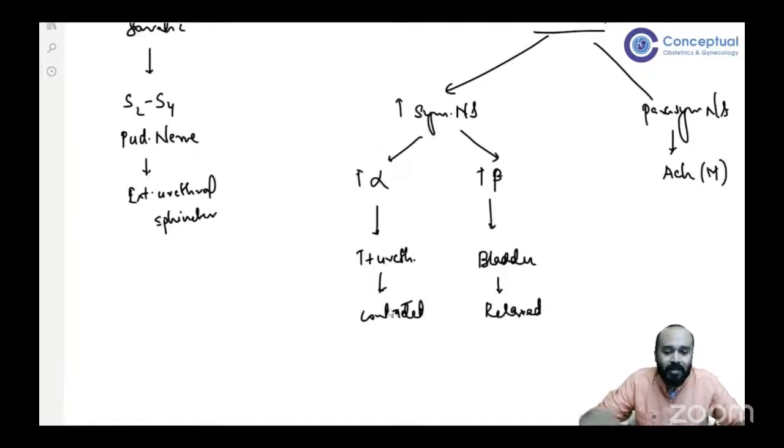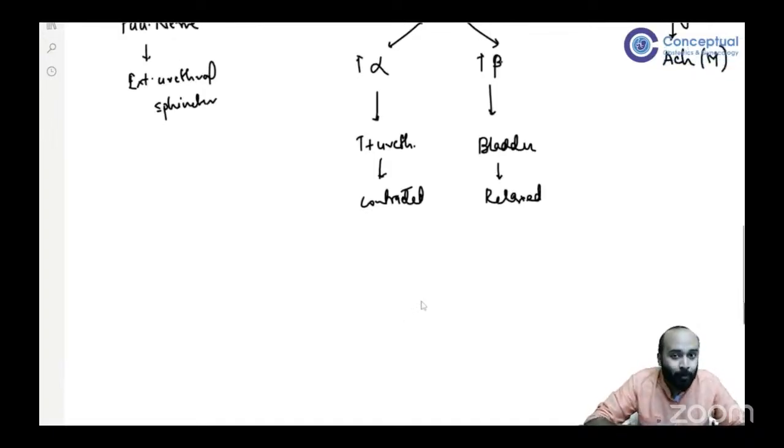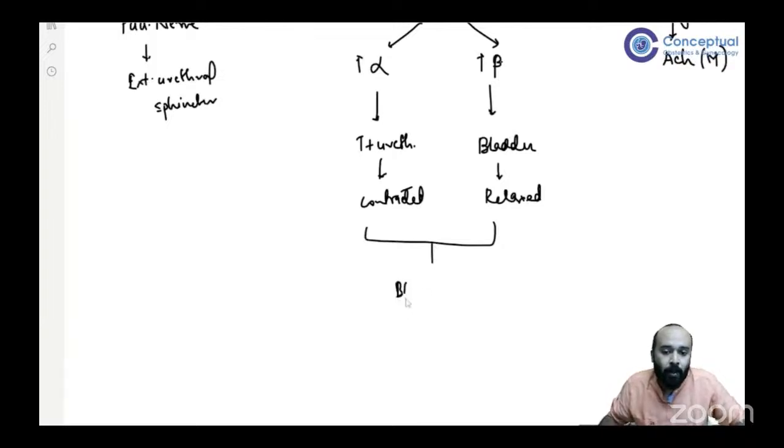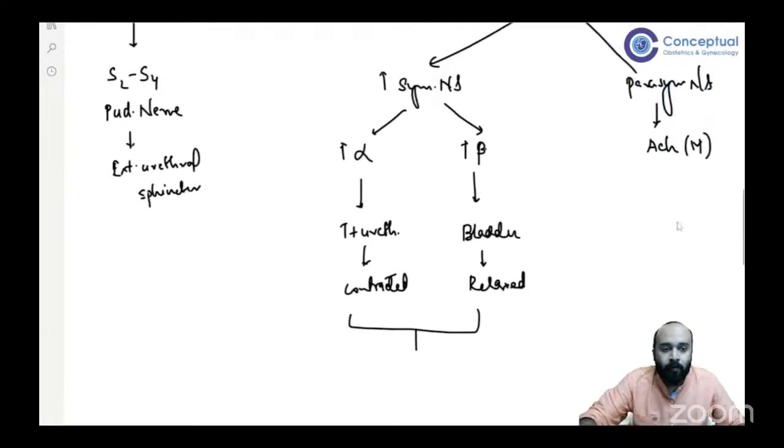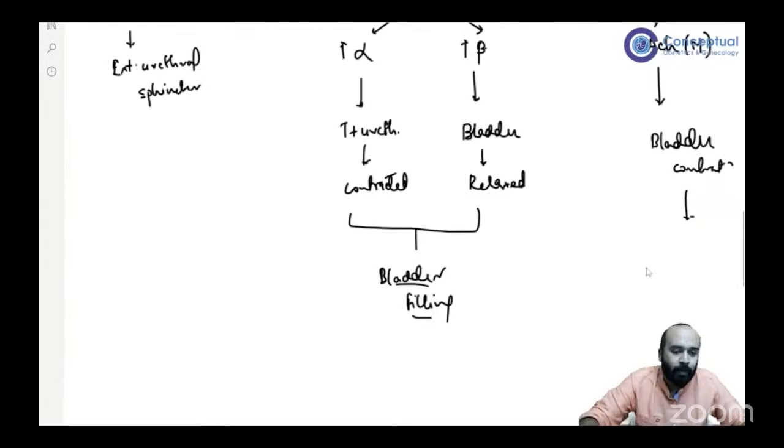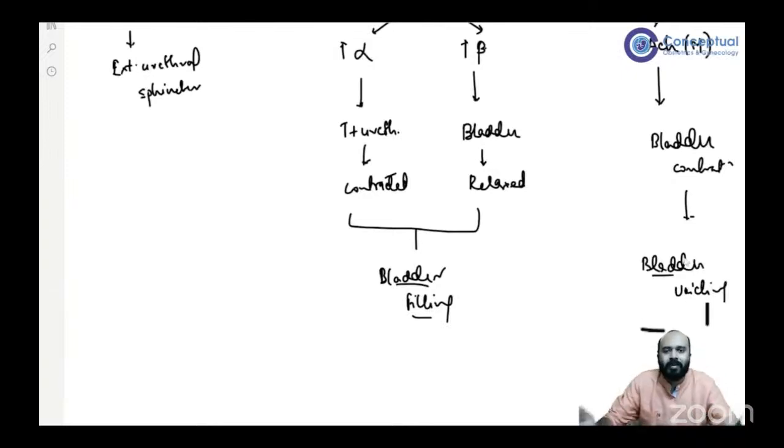So what this means is that my urethra is contracting, so the passage of urine is blocked. My bladder is relaxing, hence this helps in bladder filling. Basically, my sympathetic nervous system is going to help me in filling of my bladder. The urine is going to be accumulated inside my bladder. Whereas in parasympathetic nervous system, there is going to be bladder contraction. And hence that will lead to bladder voiding or bladder emptying, whatever you call it. But I just said that this is a system that is not under your voluntary control, or in other words, it is an involuntary system.